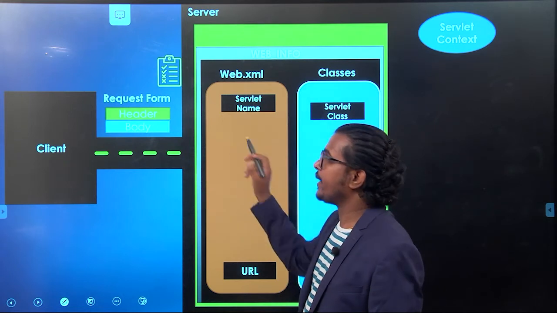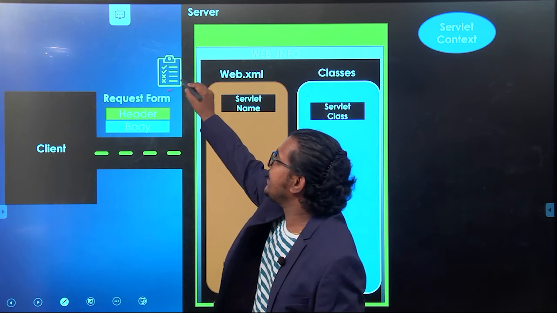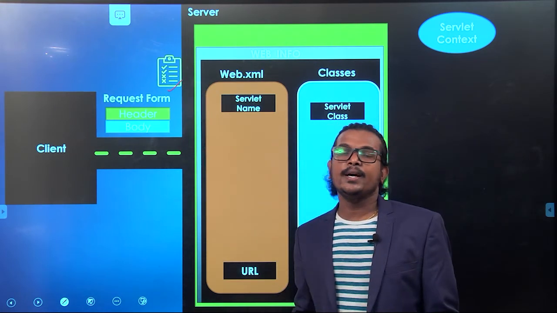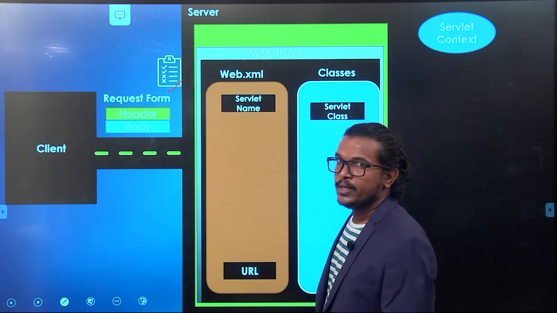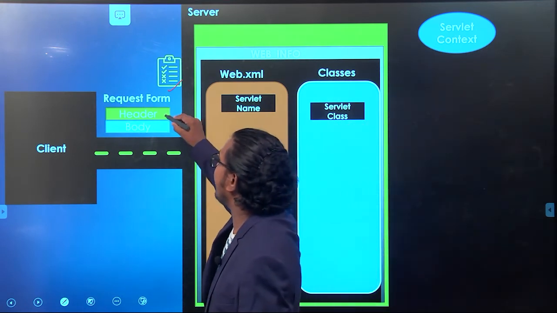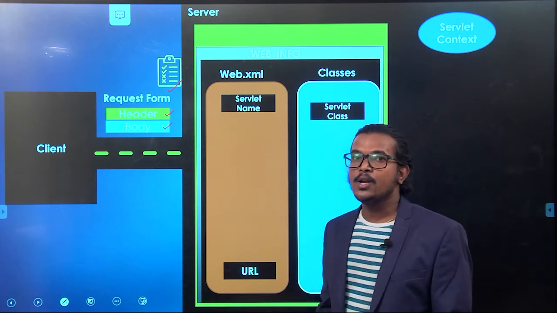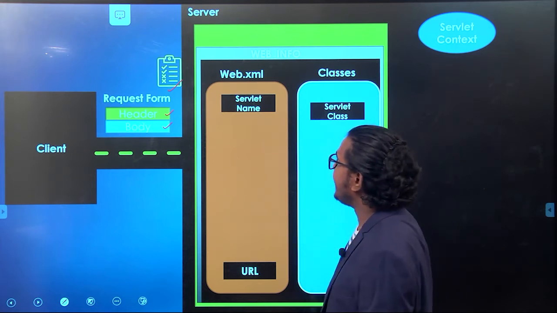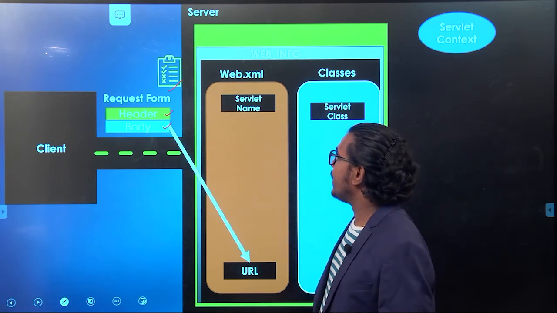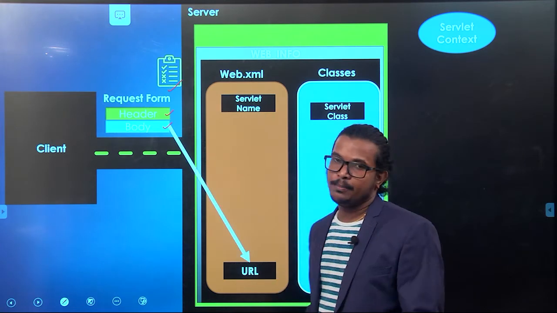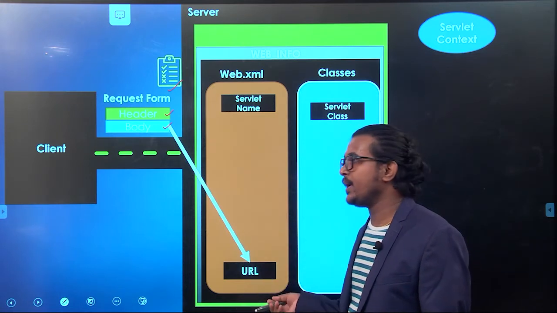The server will take that packet and validate whether it is a valid packet or not. How many parts are there in this packet? We have two parts: the first one is the header part and the second one is the body part. If the packet is valid, it will map to the URL pattern, checking whether the URL is correct or not.